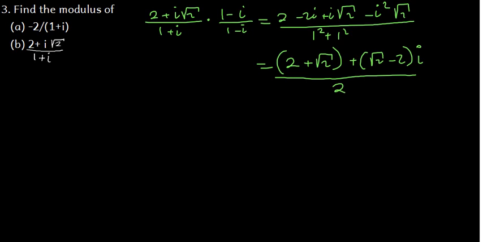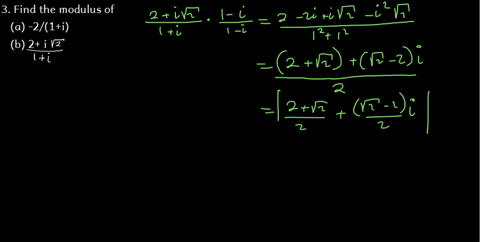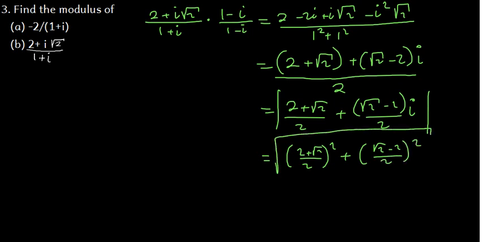So we can as well write this as 2 plus root 2 over 2, plus root 2 minus 2 over 2, and then there's an i there. Now I want to find the modulus of this. We get the first number and square it. The first number we have is 2 plus root 2 over 2. We square it. And then the second one is root 2 minus 2 over 2. Also square it. And then square root that.